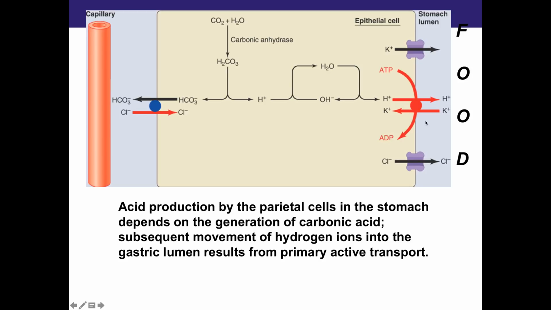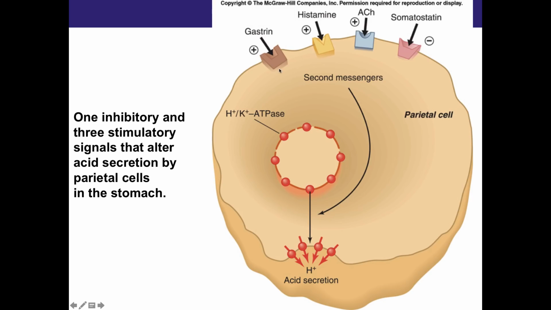All right, so what regulates these parietal cells? There are different hormones and molecules. This is a paracrine signaling molecule, and neurotransmitters. There's one inhibitory molecule, somatostatin. Like I said, somatostatin inhibits everything, even parietal cells. And then there are 3 stimulatory signals. What they're doing is promoting the insertion of these proton potassium primary active transporters into the membrane so that you can secrete more acid.